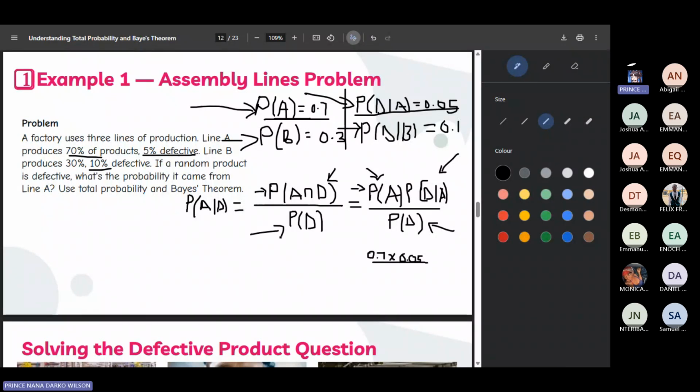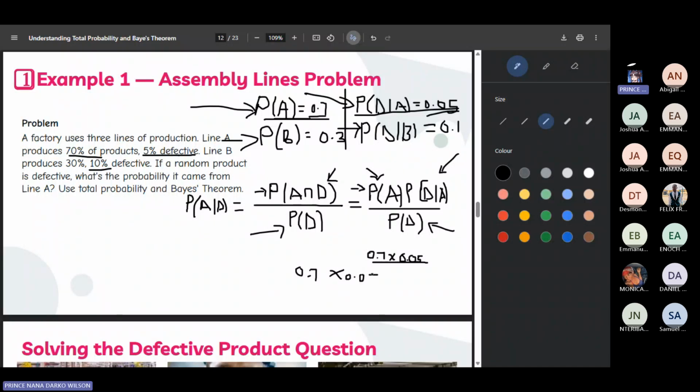So then we take the value here, 0.7, and multiply it by 0.05 to get the first part of the defective coming from line A. So then that's the denominator here, 0.7 times 0.05. That's one part of the class.